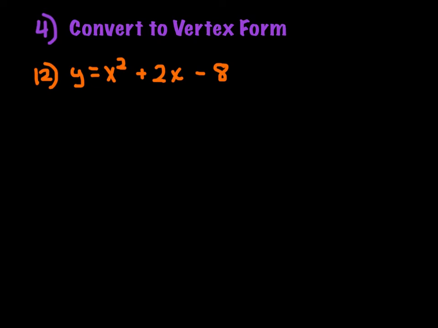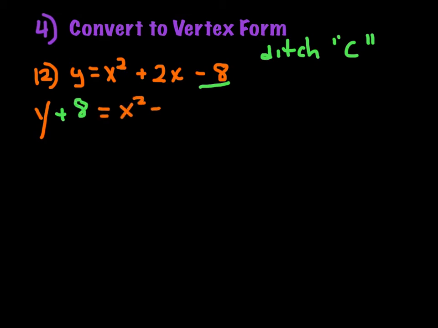So this kind of came up getting ready for the last exam. We're going to convert to vertex form now, but we're going to do it by completing the square. So the first thing I'm going to do is ditch the c. So I'm going to add this 8 to the other side. And I get y plus 8 equals x squared plus 2x.